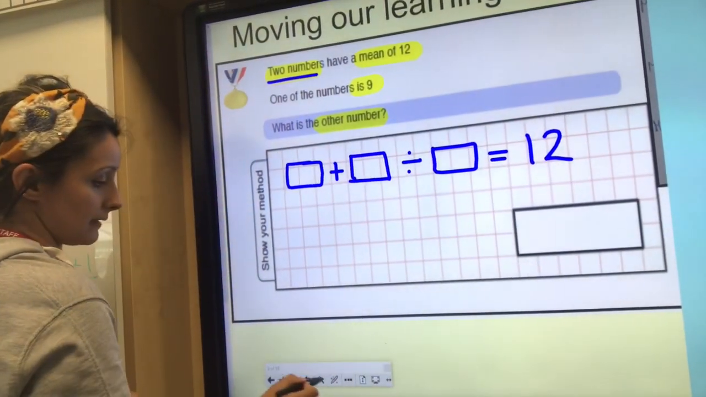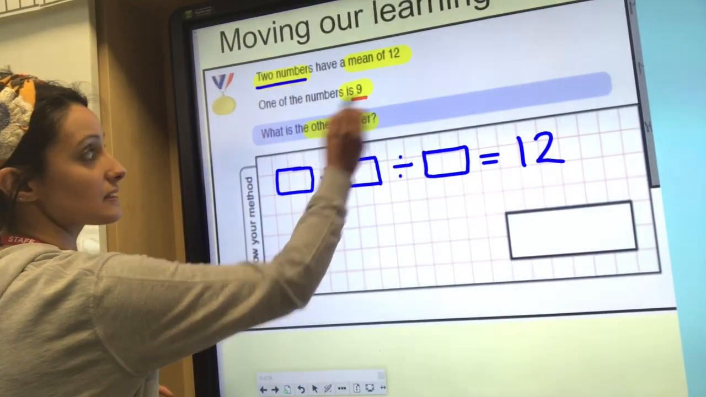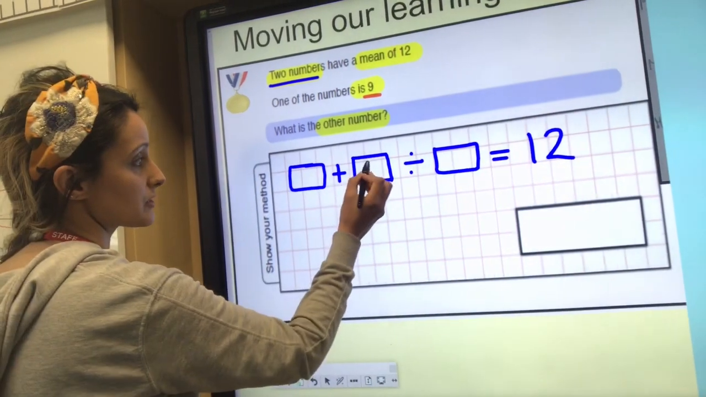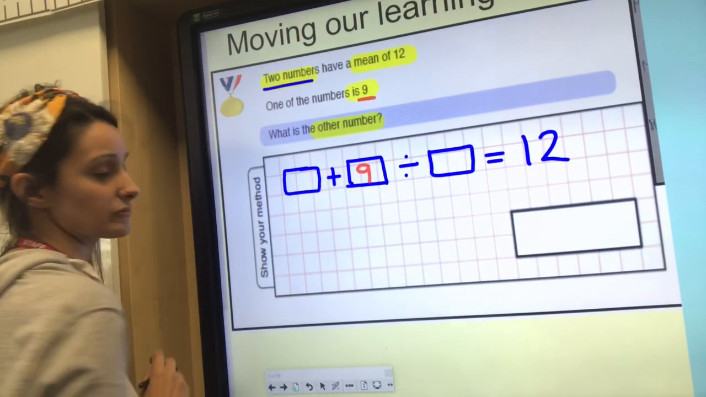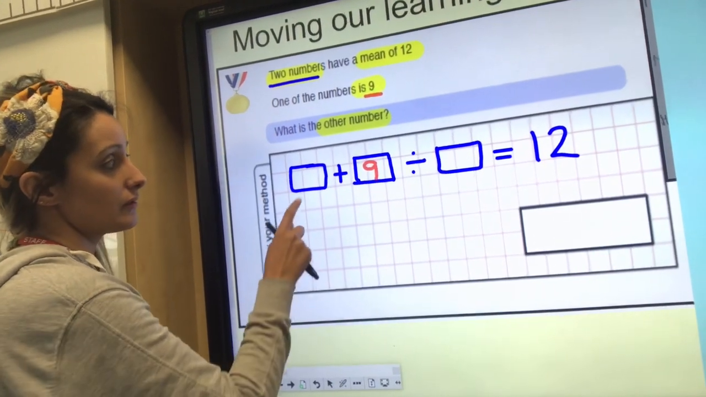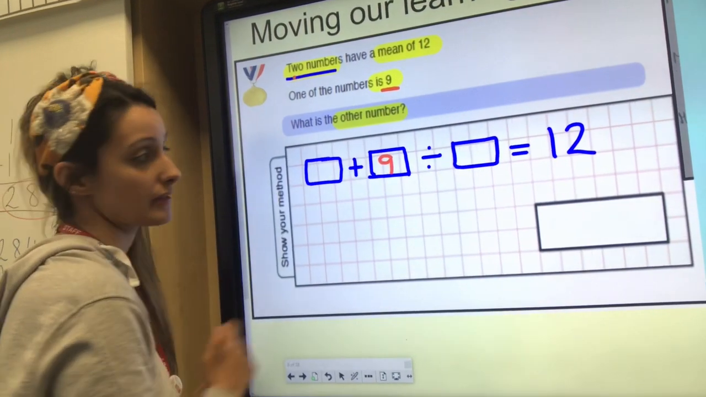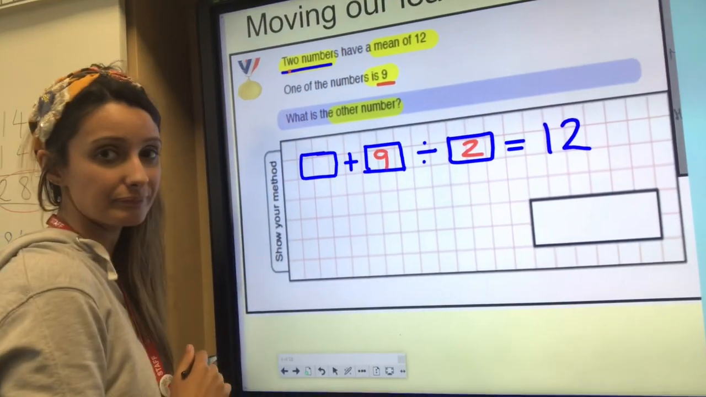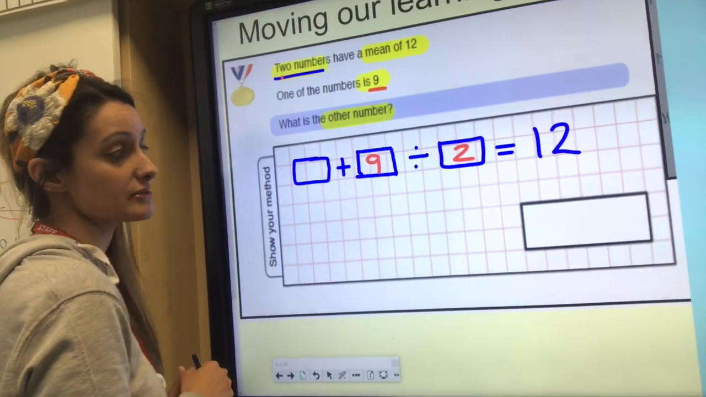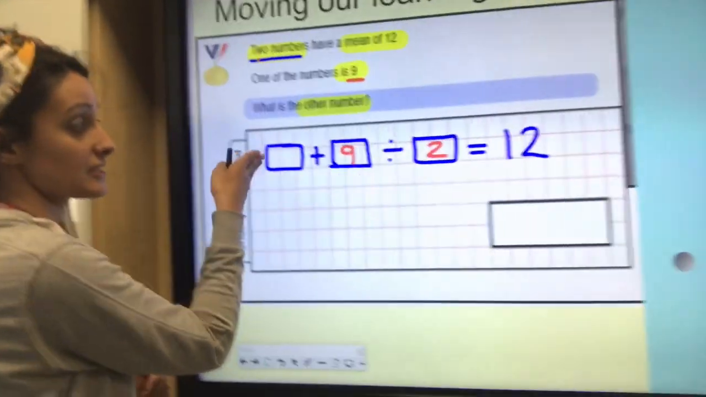Now they already give me information from this question. One of these numbers is 9. So actually, one of these numbers here is 9. Doesn't really matter where I put that. I can actually already answer this because what am I going to divide the count by? Well, 2, because there's 2 numbers. So therefore, I must divide it by 2. Now I've got this information, I can use the inverse, working from my answer backwards to get my answer here, which this is what they want us to know.